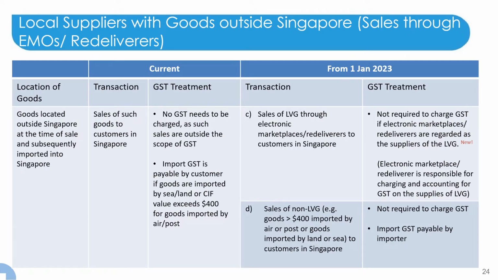I'll further elaborate on the GST treatment for sales of LPG made by local suppliers through electronic marketplaces or redeliverers to customers in Singapore in this slide. From 1st January 2023, for such sales of LPG made through an electronic marketplace or redeliverer to customers in Singapore, local suppliers are not required to charge GST if the electronic marketplace or redeliverer is regarded as the supplier of the LPG. If regarded as the supplier, the electronic marketplace or redeliverer is responsible for charging and accounting for GST instead of the local supplier.